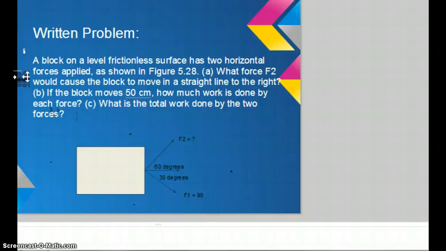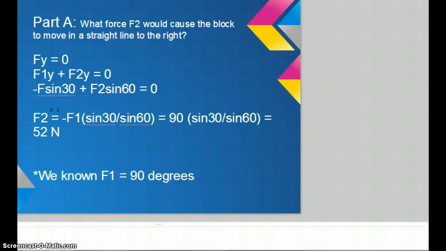So the first part of the problem says what force F2 would cause the block to move in a straight line to the right. So I defined my sides as positive and negative: the right side's positive, the left side's negative, top and bottom positive and negative respectively, so we can solve this problem. We know that there is no net movement in the y direction because the block is only moving towards the right. And we can easily state that Fy equals 0.